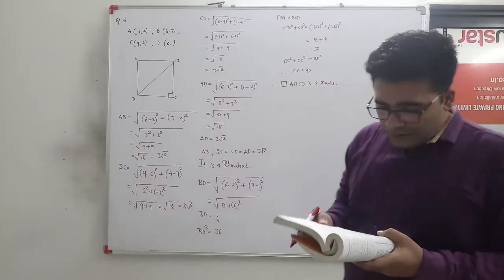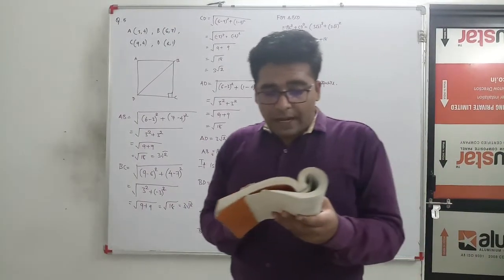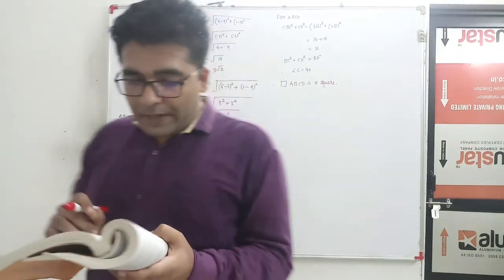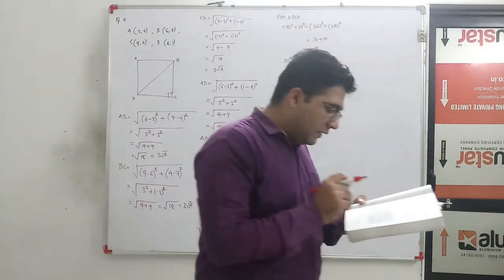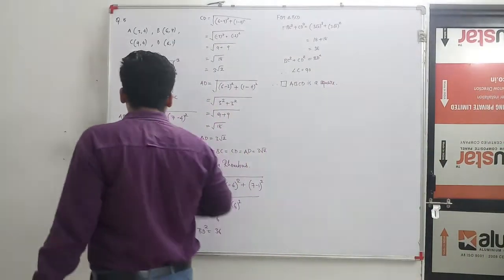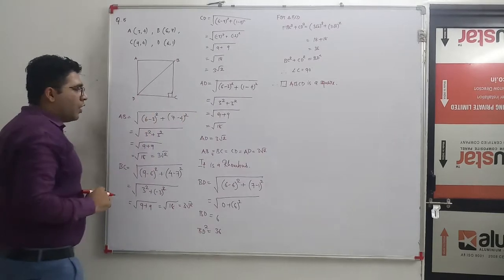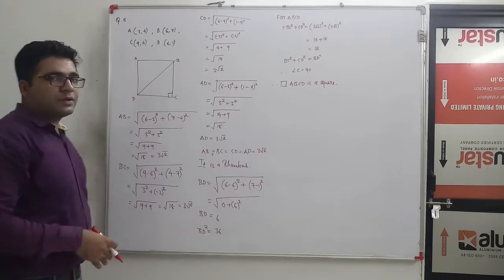Now see, there is question number 6. Name the type of quadrilateral formed, if any, by the following points, and give the reason for your answer. In the same way you need to find all the sides. You need to mention the points and then find all the distances.